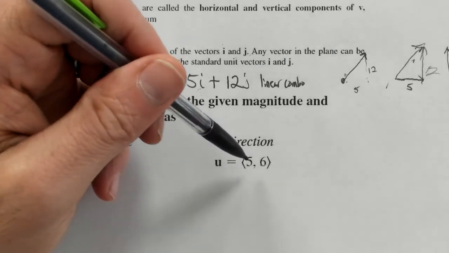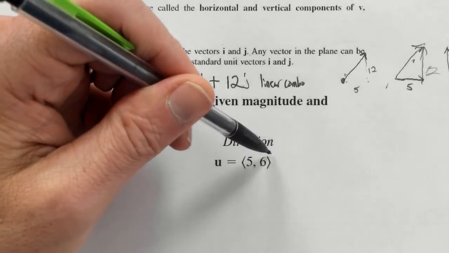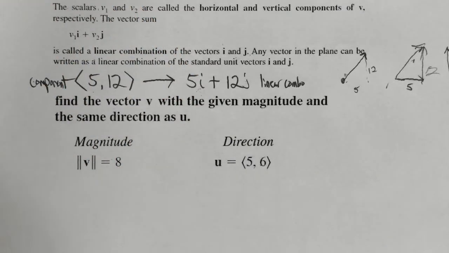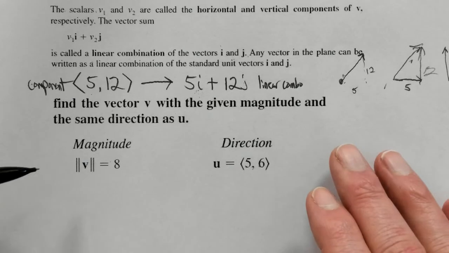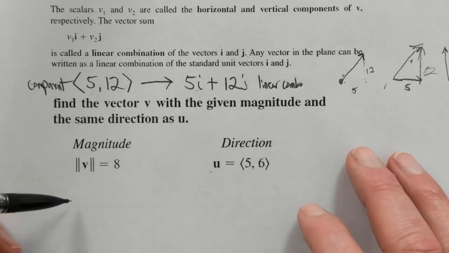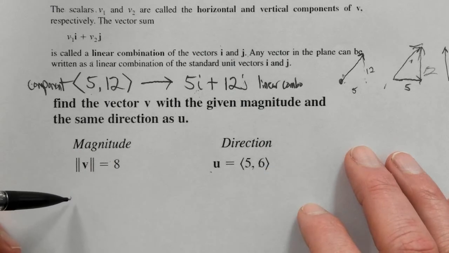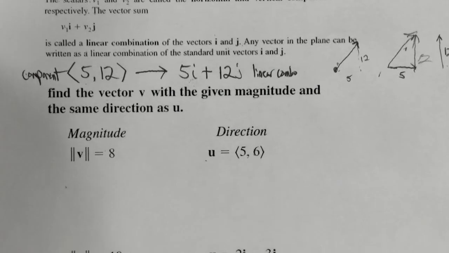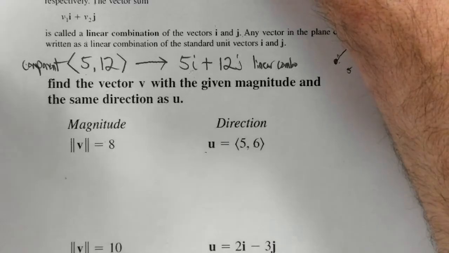Because if you were to do the square root of 5 squared plus 6 squared, you would see that the magnitude here is not going to be 8. But we can turn it into 8 by following this procedure. The first thing we'll do is take u and turn it into its unit vector. Once we turn it into its unit vector, then we can multiply it times 8.